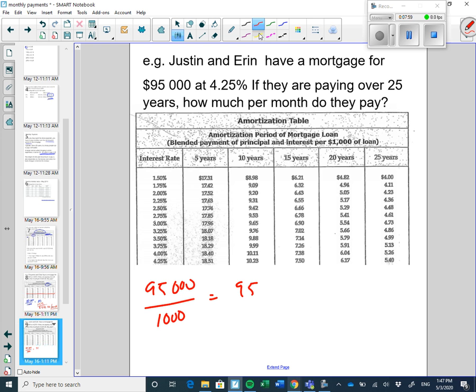4.25 is this one right here on the bottom. 4.25, the bottom one, and 25 years, so it's going to be $5.40. So we're going to multiply by that, 95 times 5.40. $513 again per month for 25 years. Okay? 12 months in a year times 25 years.